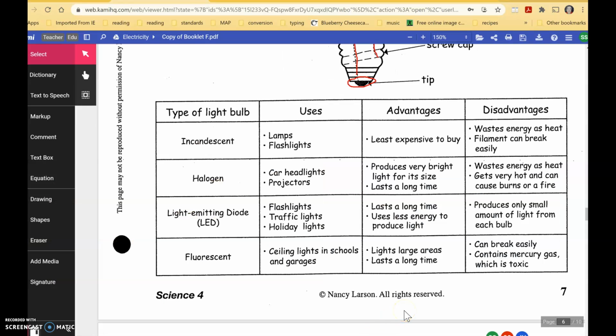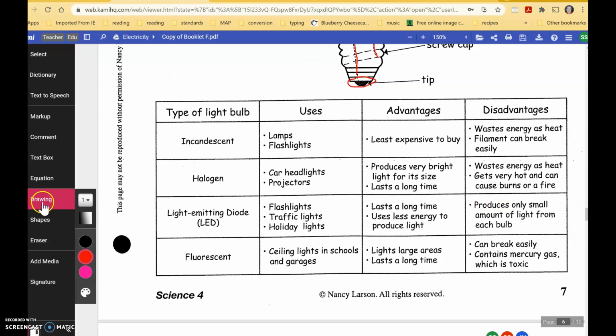So the original question was, what is this chart showing us? Your answer should have been somewhere around the area of the uses, advantages, and disadvantages of 4 different types of light bulbs. So according to the chart, where are incandescent light bulbs used mostly? Well, it shows us right here under uses, lamps and flashlights.